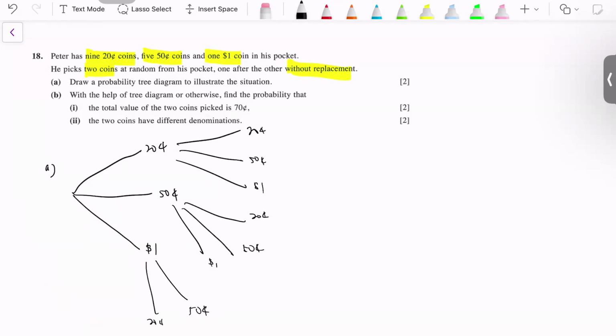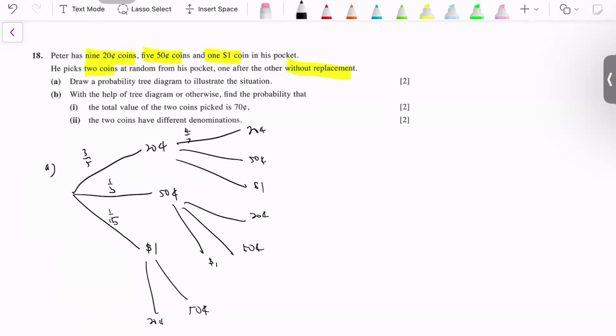So the probability for 20 cent is 9 out of 15, which gives us 3/5. Then 5 out of 15, which gives us 1/3, and 1 out of 15. Okay. So after that, after we take 1 20 cent, it's left with 8 out of 14, which gives us 4 out of 7.